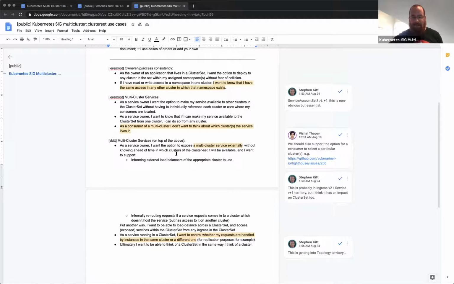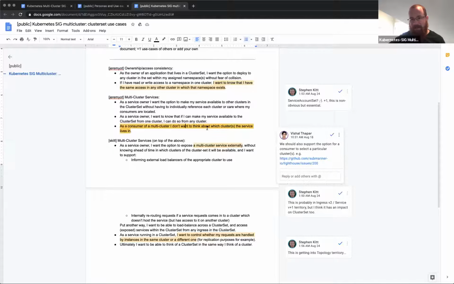And then the second one, multi-cluster services, we've been talking about that a lot. I want to be able to make my service available to other clusters in the cluster set without caring where my consumers are. I want to know that if I make it available from one cluster, I can do so from any cluster, so I don't have to think about which cluster I'm in. Am I right to expose? And then as a consumer, and this is where it'll get interesting, I don't want to think about which cluster the service lives in. But Vishal had this comment here about supporting the option for a consumer to select a particular cluster. And actually, I wanted to talk about that a bit. So I'm curious what everyone thinks about this, first of all.